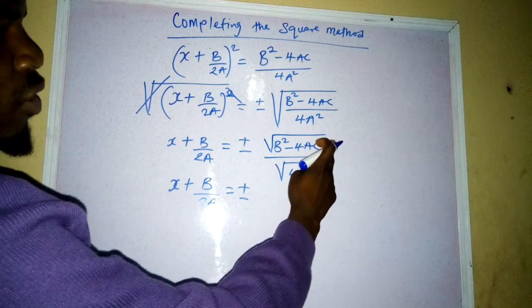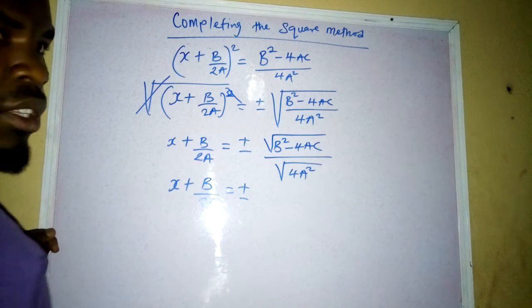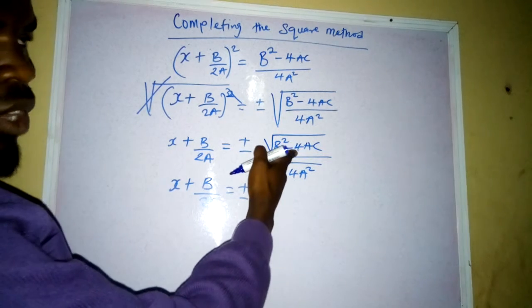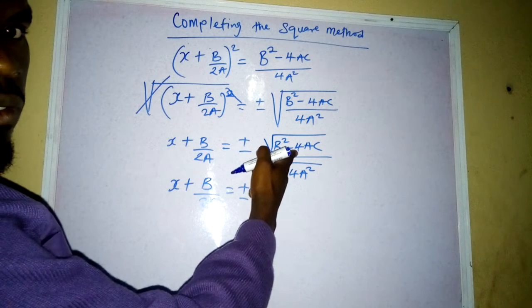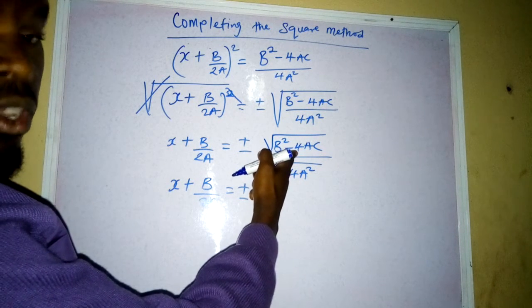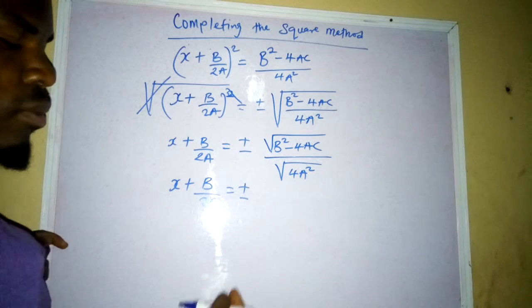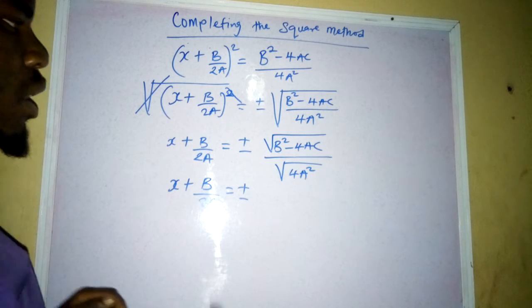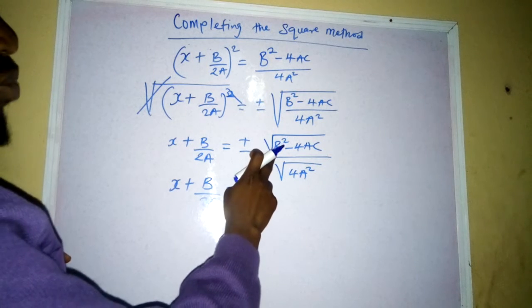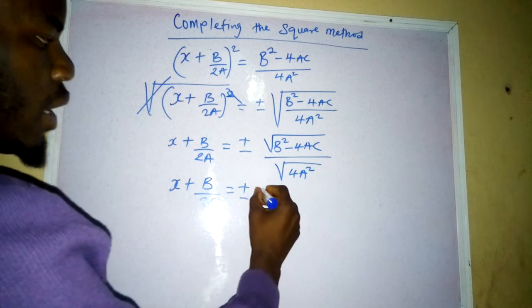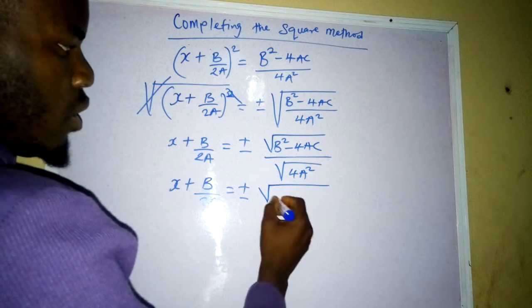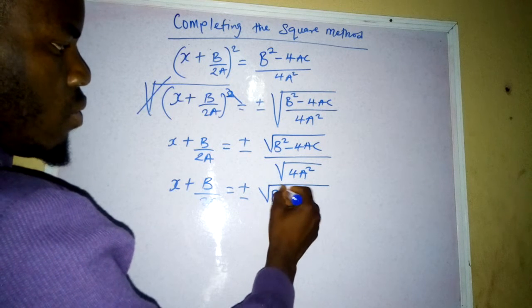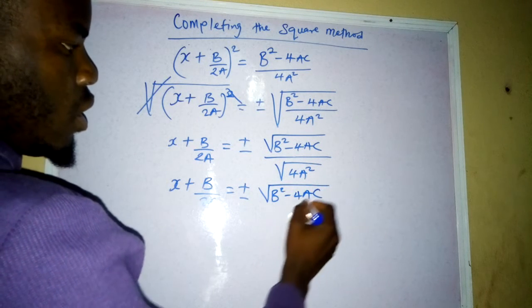What is the square root of b squared minus 4ac? Can we be able to have the square root of this? Think about it. So as you're thinking, let me go ahead to tell us the answer. It's good that you think. We can't find the square root of b squared minus 4ac, so we write it back so that we can have b squared minus 4ac all over.